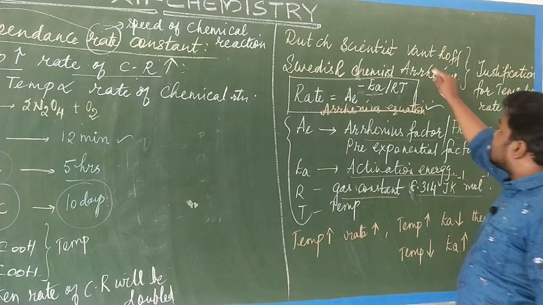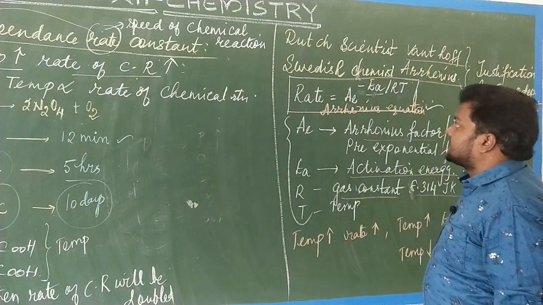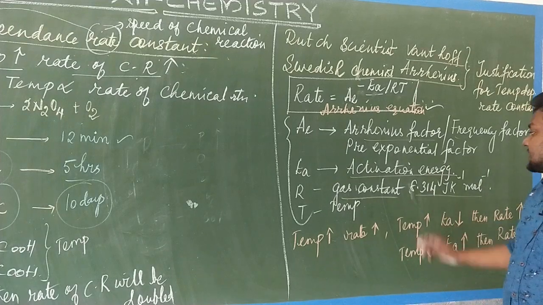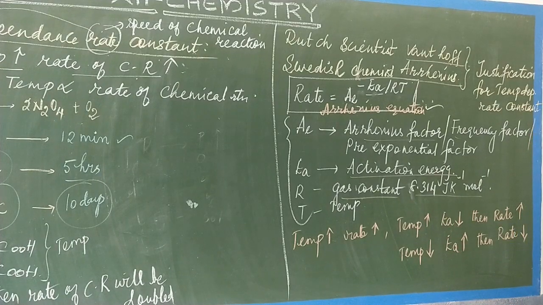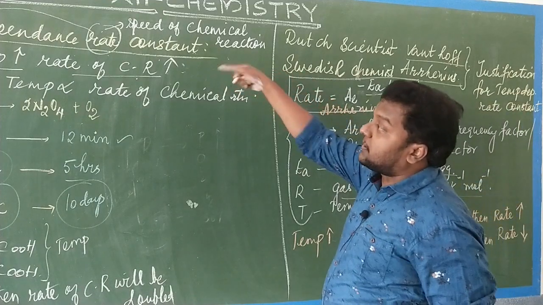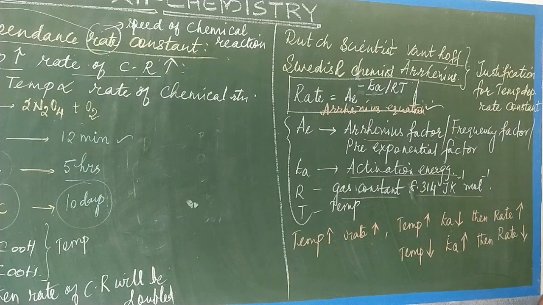So the Dutch scientist Van't Hoff and the Swedish chemist Arrhenius proposed the concept of the temperature dependent rate constant equation. That equation is: rate is equal to A e to the power minus Ea by RT, which is called the Arrhenius equation, where A is the Arrhenius factor or the frequency factor, which is a pre-exponential factor, and Ea is the activation energy. R is the gas constant, value 8.314 joules Kelvin inverse mole inverse. T is the temperature. So the concept is, whenever temperature is high, the rate of the chemical reaction will be high.